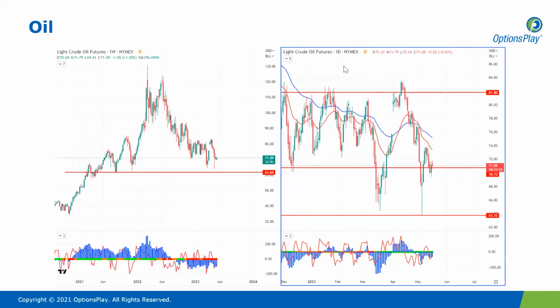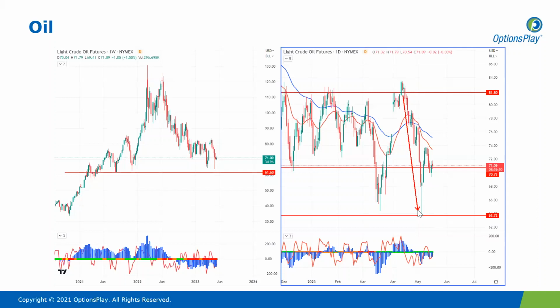Okay, taking a look at oil, looking at light crude oil futures. So oil, it's really anyone's guess where it'll head next. I think from a fundamental perspective, it's been quite balanced out. That's been priced in. Whereas, the technicals, yes, we have a strong bearish trend in the last few weeks. There's no doubt about that.